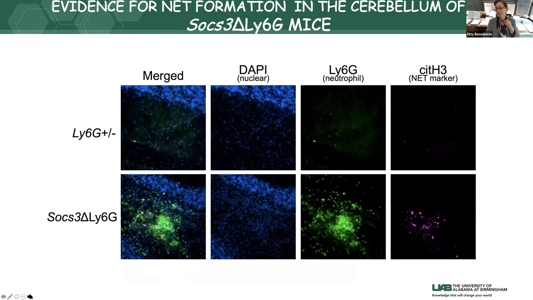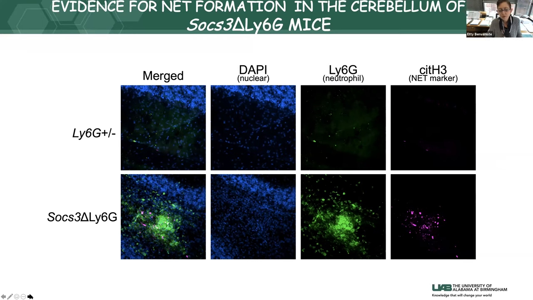So Bill has looked for this NET formation, this process of NETosis. A citrullinated histone 3 serves as a marker of NETs. So here he's looking at the cerebellum of mice at the peak of EAE disease, first staining for Lyse6G, which identifies the infiltrating neutrophils, and then looking for the NET marker. And I think you can appreciate, we do see, again, this very significant infiltration of neutrophils in the cerebellum in mice lacking SOX3. We do see evidence for NET formation with some co-localization with neutrophils.